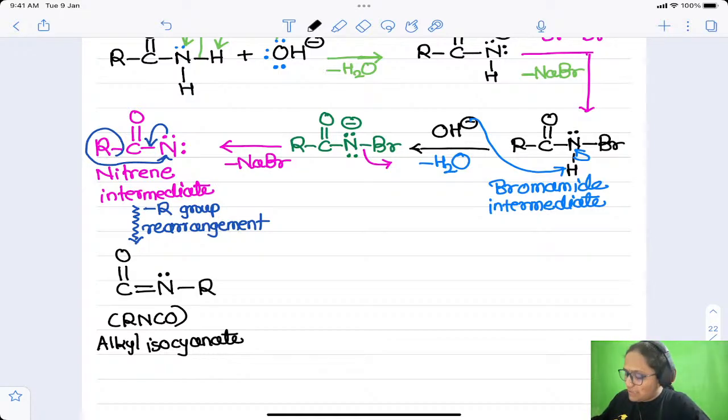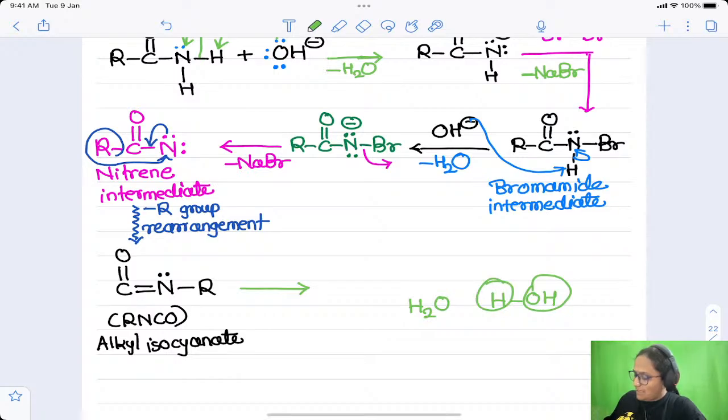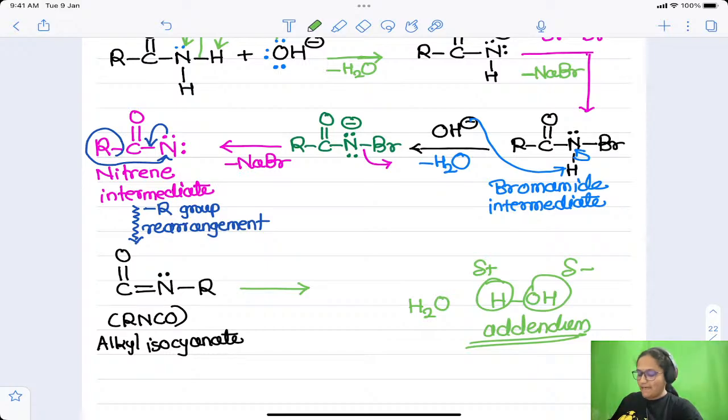This alkyl isocyanate intermediate reacts with the water molecule. Now we know H2O is the formula for water. We can write it like this also, in which OH is one part and H is one part. That means OH is the negative part and H is the positive part. So here we are going to add the OH group across the double bond. Therefore OH is the addendum here. So here I will write down H-OH, where OH is the negative part and H is the positive part.